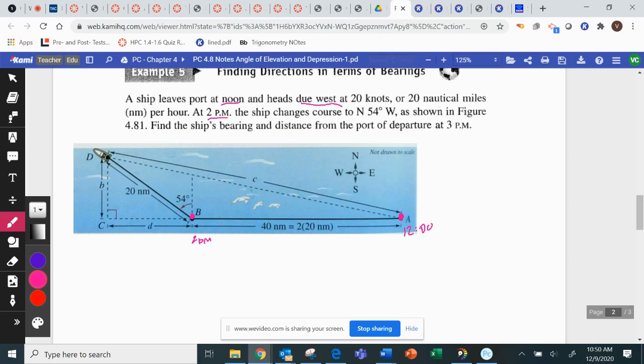Now it changes course. So at B, this is where most people struggle with bearings. At B, we now have a northeast southwest. What are those things called?